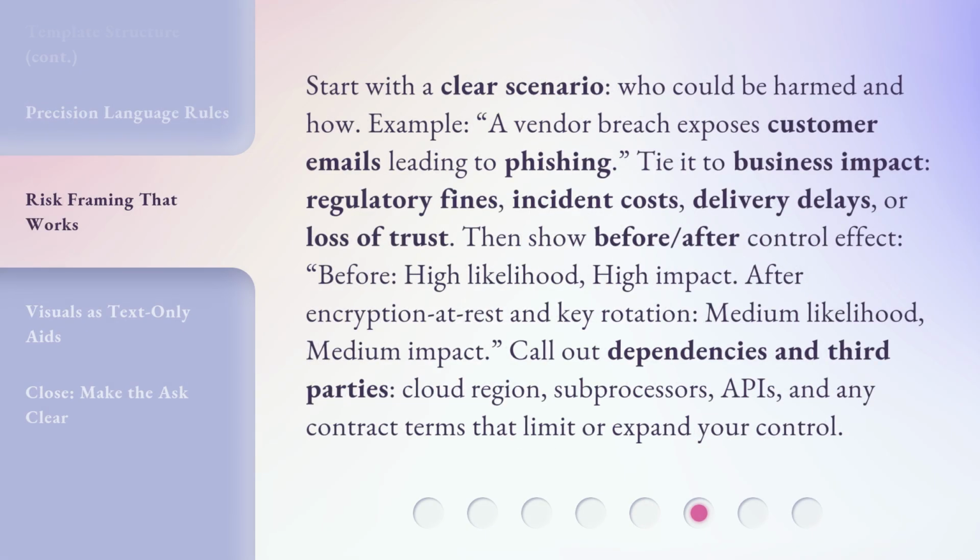Start with a clear scenario. Who could be harmed and how? Example: a vendor breach exposes customer emails leading to phishing. Tie it to business impact, regulatory fines, incident costs, delivery delays, or loss of trust. Then show before/after control effect.